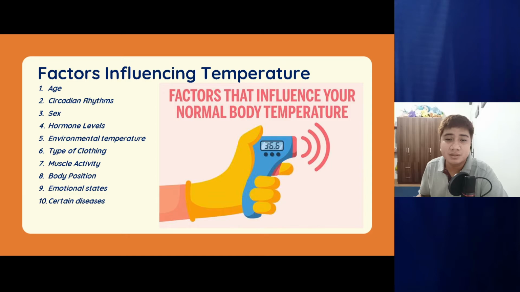And of course, anxiety and stress. For example, when you are going to be called to recite, don't you feel cold? That is an example of anxiety and stress. Okay, there is also a change in the temperature due to that one. Okay, so these are your factors influencing your temperature. Now let's have some terms related to the alteration in the body temperature. So let's discuss these terms one by one.